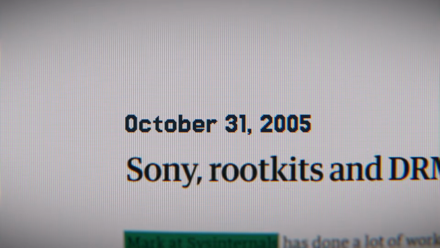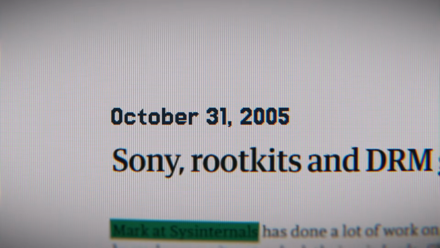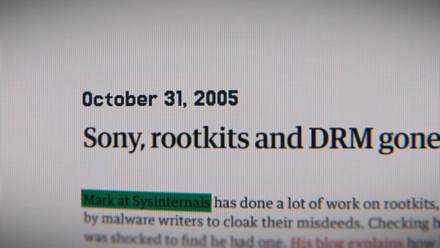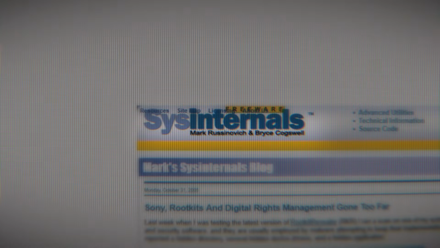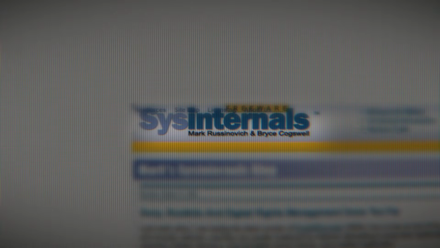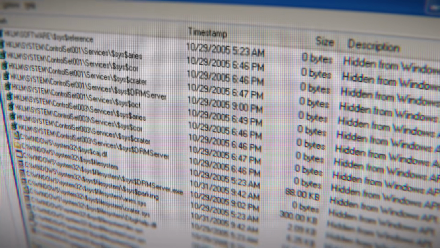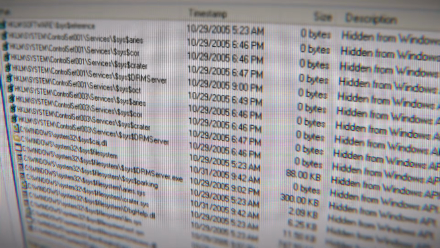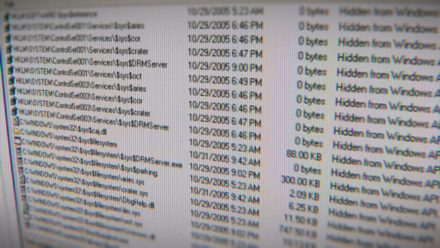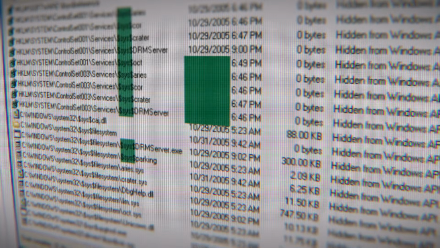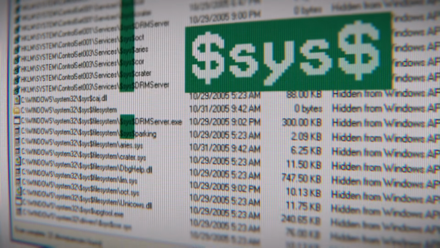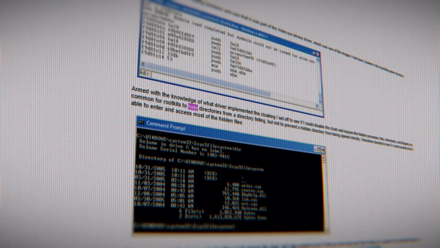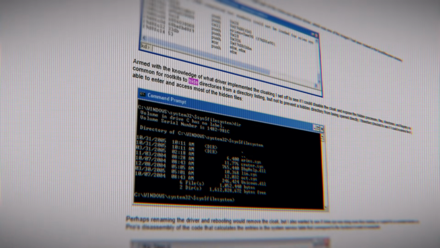On October 31, 2005, Mark Russinovich, then at Sysinternals, discovered it while running RootkitRevealer, a rootkit detection tool he had co-developed with Bryce Cogswell. The software had installed a kernel-level rootkit. It used a cloaking technique that made any file or process whose name started with the prefix $sys$ completely invisible to the operating system and to any application asking Windows about running processes.